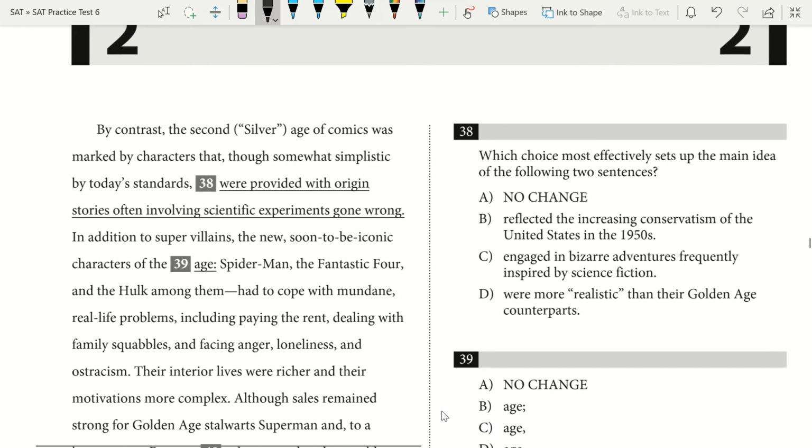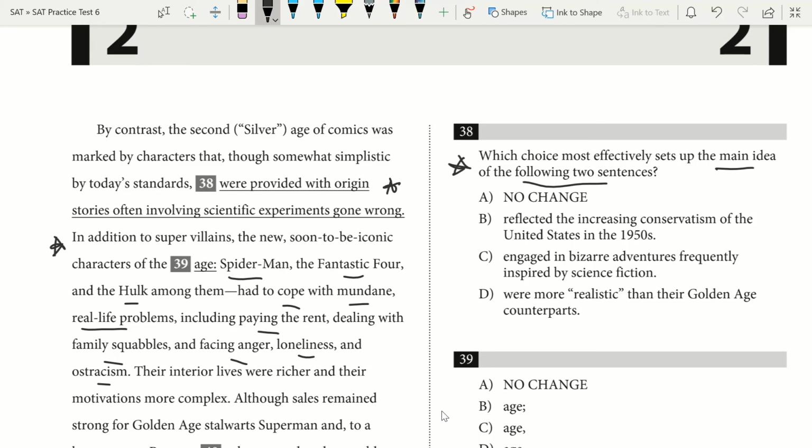By contrast, the second Silver Age of comics was marked by characters that, though somewhat simplistic by today's standards, now were asked for a choice, effectively setting up the main idea of the following two sentences. Well, in order to know that choice, we have to know our main idea. So if we look, we have, in addition to supervillains, the new, soon-to-be iconic characters of the age, Spider-Man, the Fantastic Four, and the Hulk among them, had to cope with mundane, real-life problems, including paying rent, dealing with family squabbles, facing anger, loneliness, and ostracism. All right, so we're talking about real-life problems for these characters.